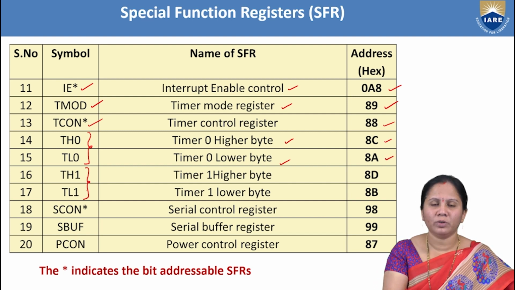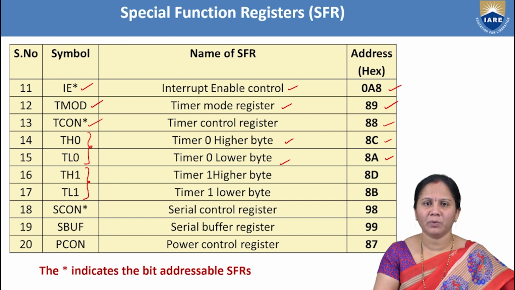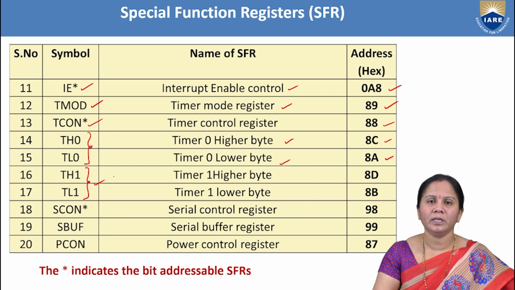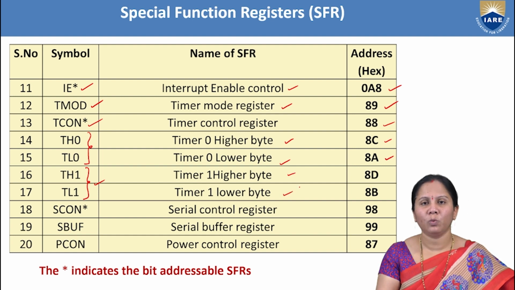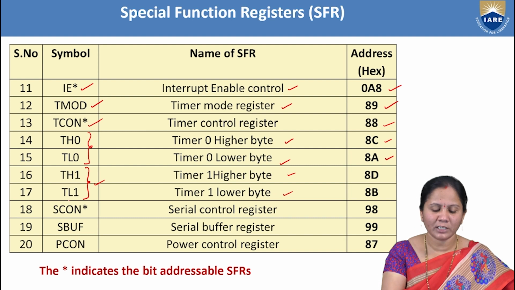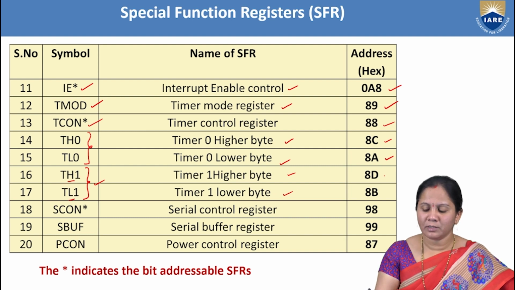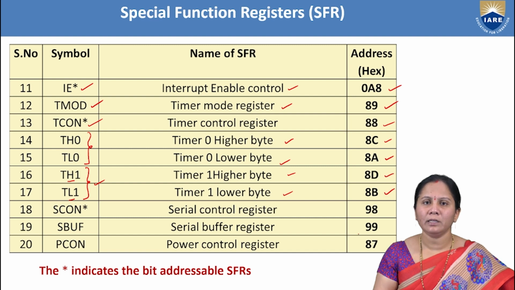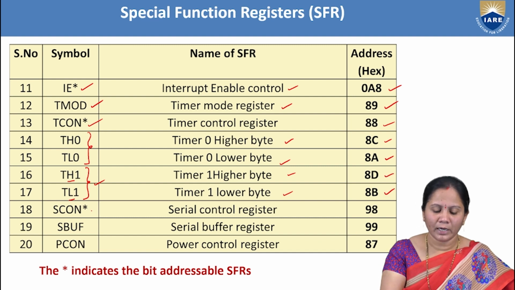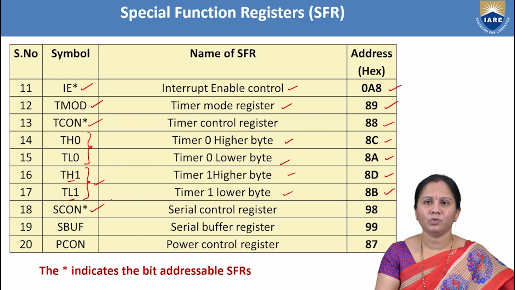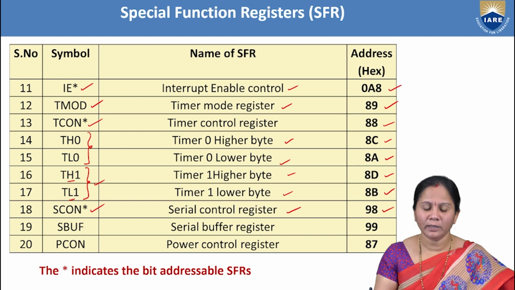There are 2 timers in total. Another timer is timer 1. It is also a 16-bit timer. It can be divided into TH1 and TL1, which are timer 1 higher byte and timer 1 lower byte. Here L stands for lower and H is for higher. Their addresses are 8D and 8B. Another register is SCON, which stands for serial control register, and its address is 98.